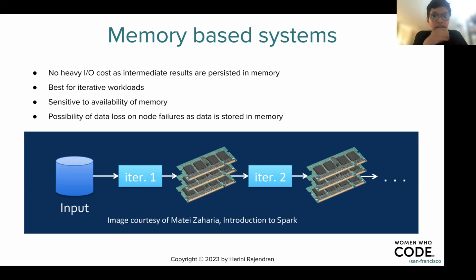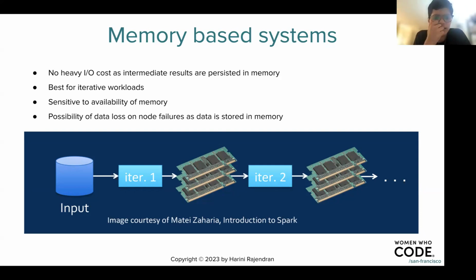That's when the memory-based distributed computing systems came into the picture. And they are much better because now there is no heavy IO cost to store intermediate results. The system actually persists the intermediate results in memory.